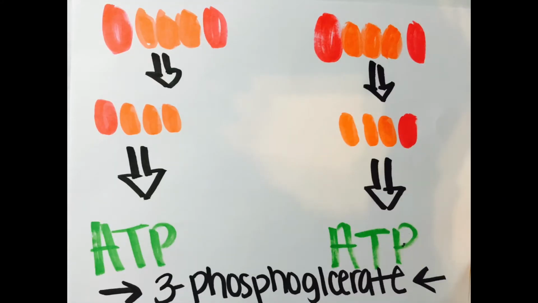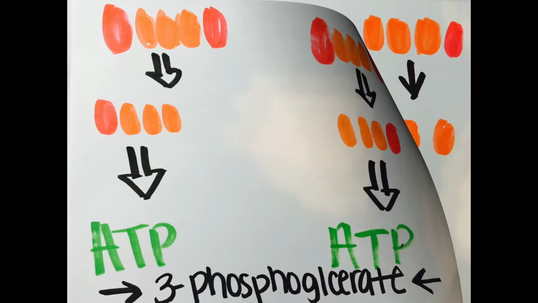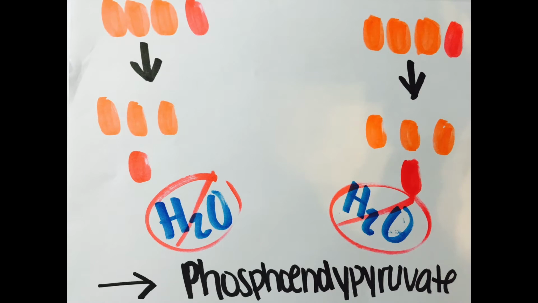Next, both molecules lose a phosphate group, which then produces ATP. The 2 molecules are now made up of 3 carbons and 1 phosphate group and are called 3-phosphoglycerate. In order to continue on with the cycle, each molecule must rearrange. While doing this, 2 molecules of H2O will be lost. These newly rearranged molecules are called phosphoenolpyruvate.